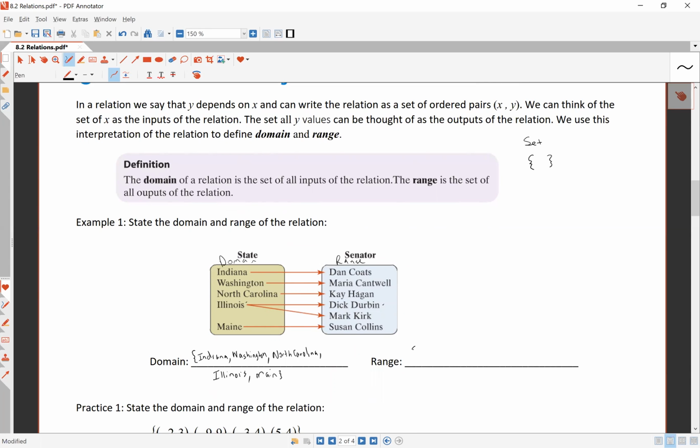And the range consists of Dan Coats, Maria Cantwell, Kay Hagan, Dick Durbin, Mark Kirk, and Susan Collins. And that's our domain and range.